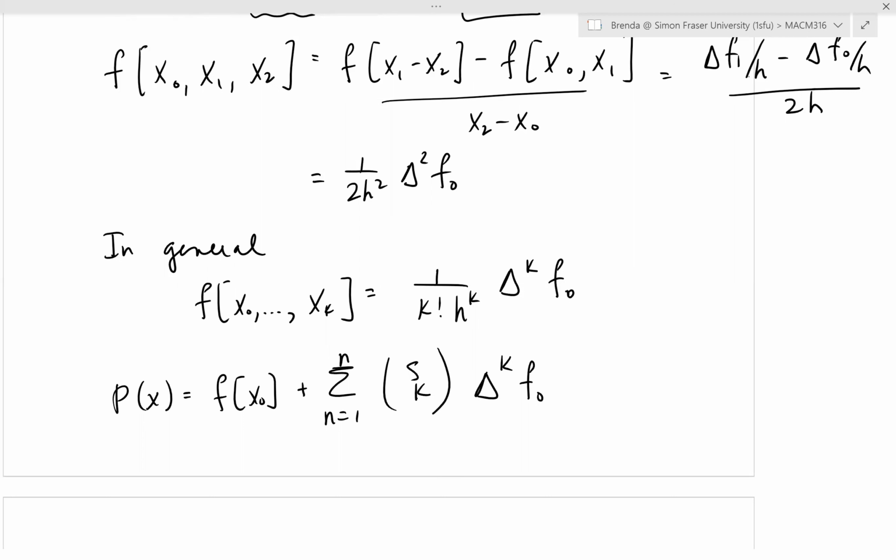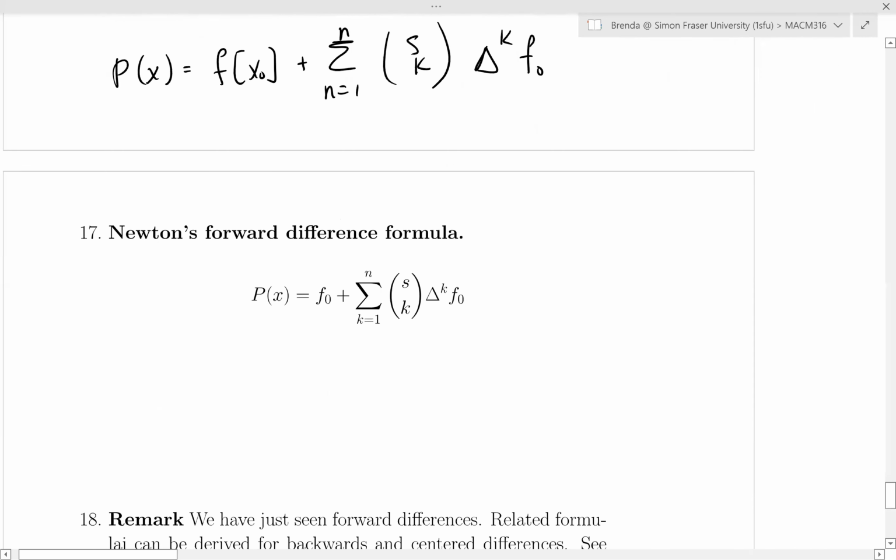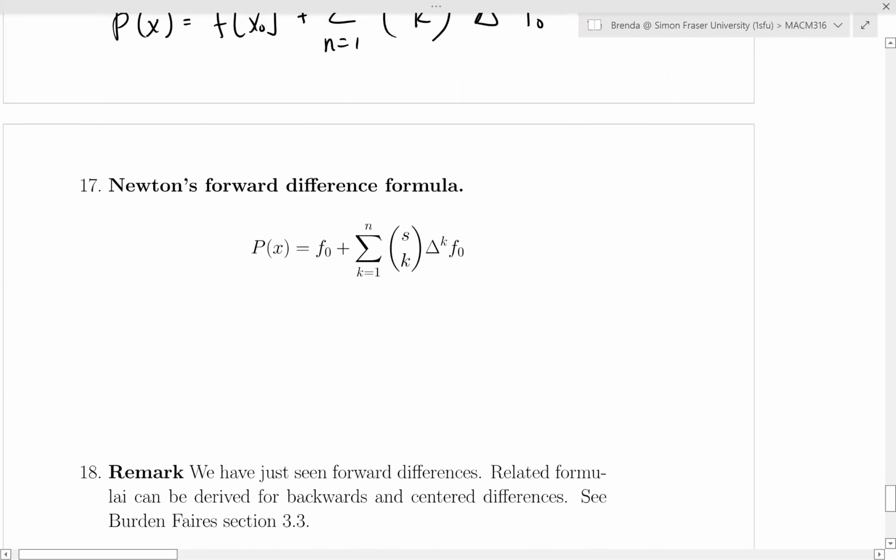So next page just has that typed out again. And we have just seen the forward differences, and that's all we're going to stick to. You can get related formulas for backwards and centered differences, but we're not going to bother with that. That is in the textbook if you want to check that out. But I think it just adds confusion. It doesn't help. So what we're going to do is just stick with the forward differences. Okay, that's it. That's all.